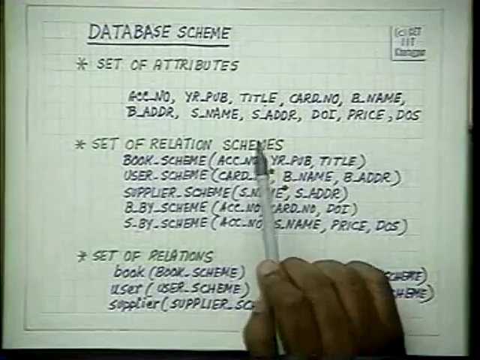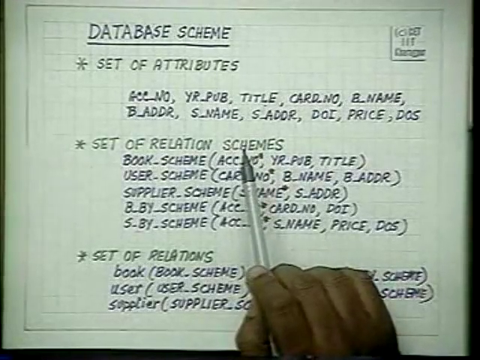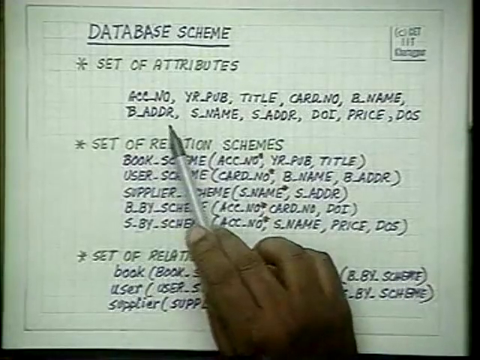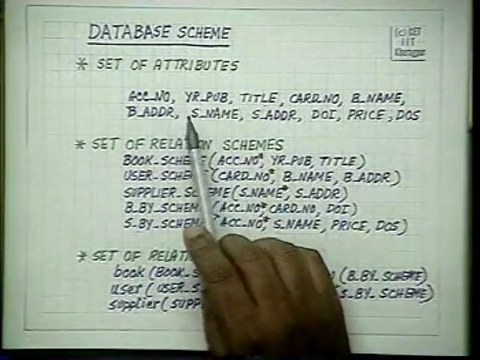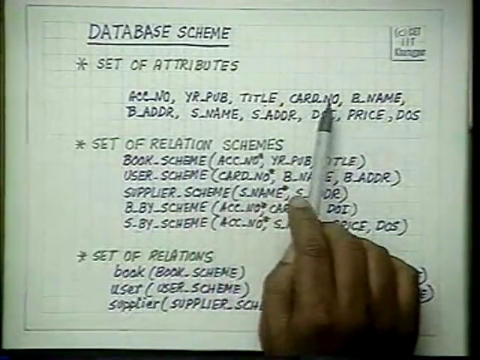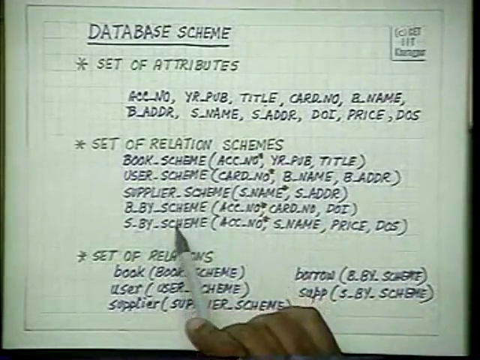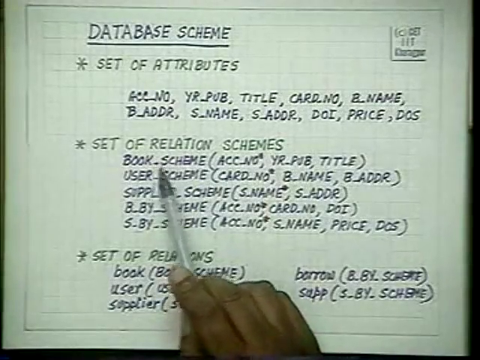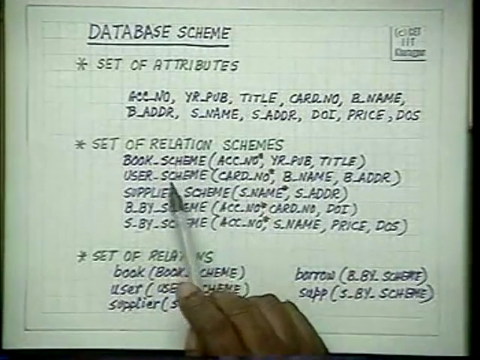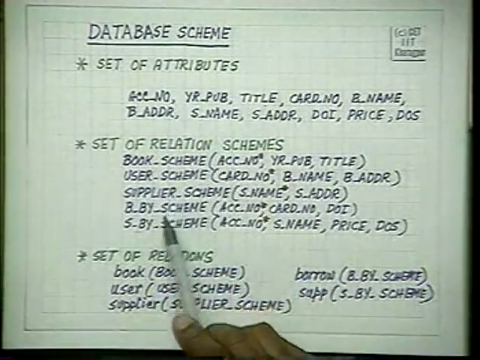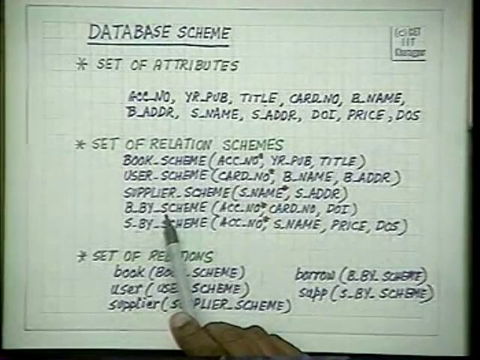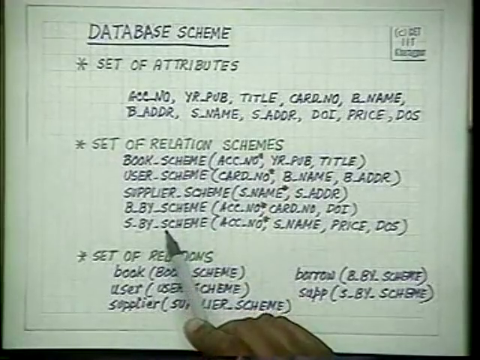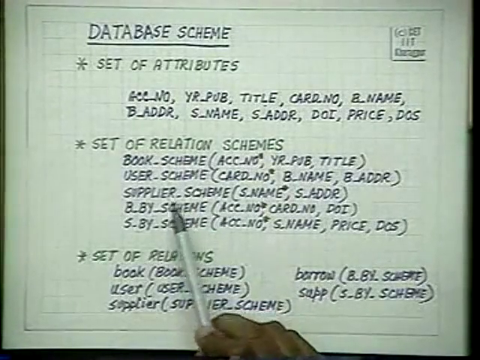Whatever the attributes are, the types of the attributes must be specified first in the database scheme. Now combining these attributes, we have what are the relation schemes. In our particular case, we had 3 entities, book, user and supplier, and we had 2 relationships, borrowed by and supplied by, and we converted them into 5 relation schemes.